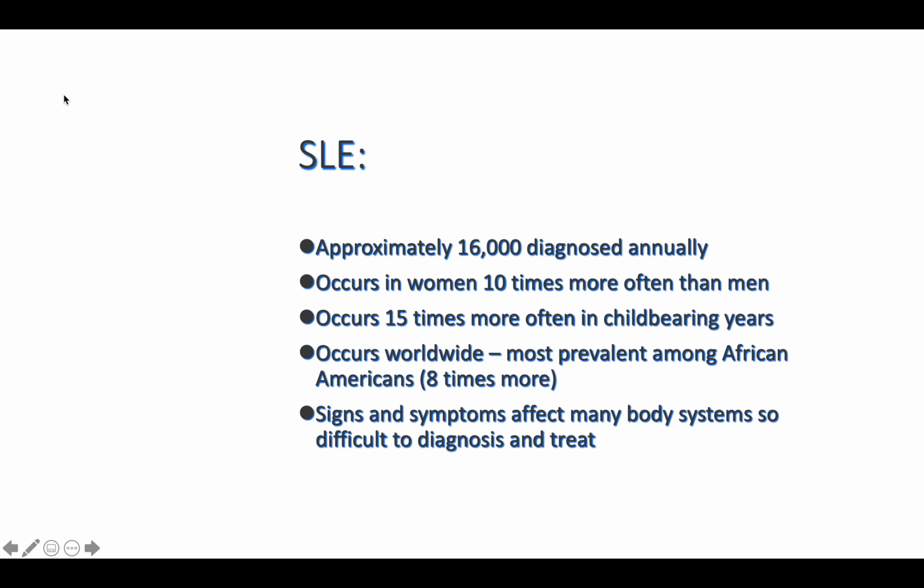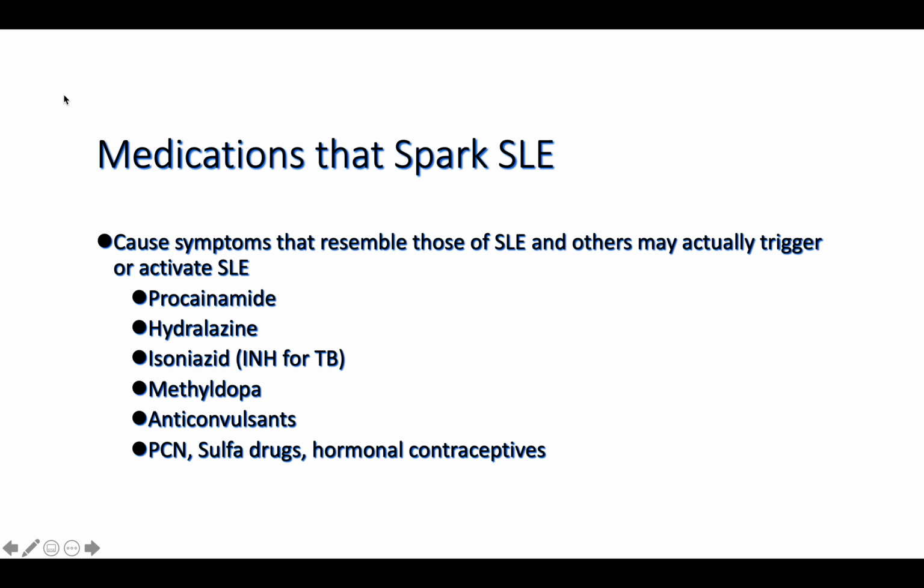Let's see, it occurs worldwide, more prevalent in African Americans, 8 times more, and nobody knows why. Signs and symptoms affect many body systems. Sometimes it is difficult to diagnose and treat.